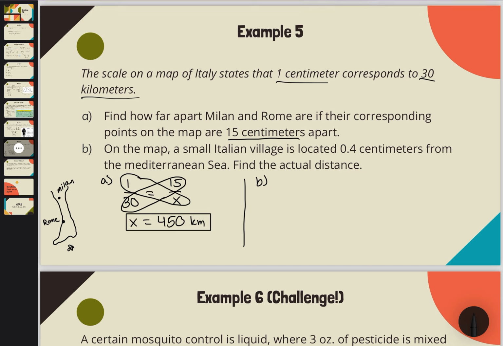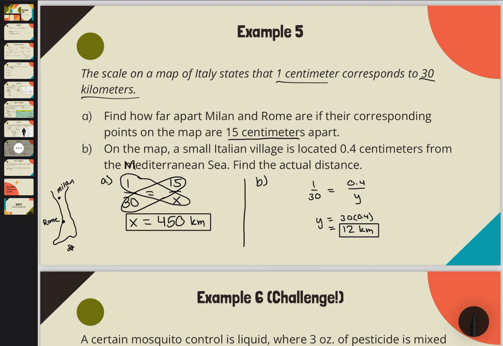On the map, a small Italian village is located 0.4 centimeters from the Mediterranean Sea. Find the actual distance. So I know that 1 corresponds to 30. They're saying we are 0.4 centimeters away. I'm going to use y here because we already used x. Solve for y. And that's going to tell us how many kilometers apart these are. What is 30 times 0.4? It's going to give us 12 kilometers. And that would be your answer for part B.